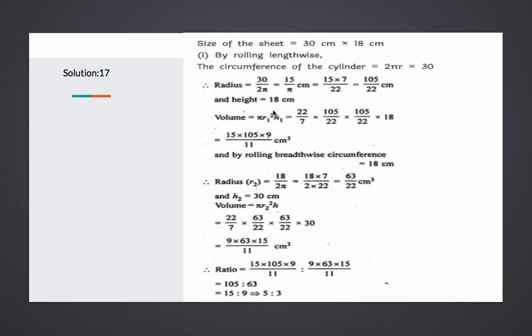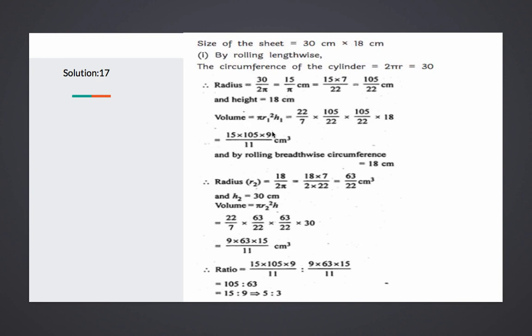Radius, because pi is very clear, it's 22 upon 7. So working out radius: 30 upon 2 pi, which is 2 15s are 30, so 15 upon pi. Substituting the value of pi, what I get as the radius is 105 upon 22, and height is already 18 centimeter because the breadth will now act as the height of the cylinder. This is the volume I am getting, students, when I roll it lengthwise.